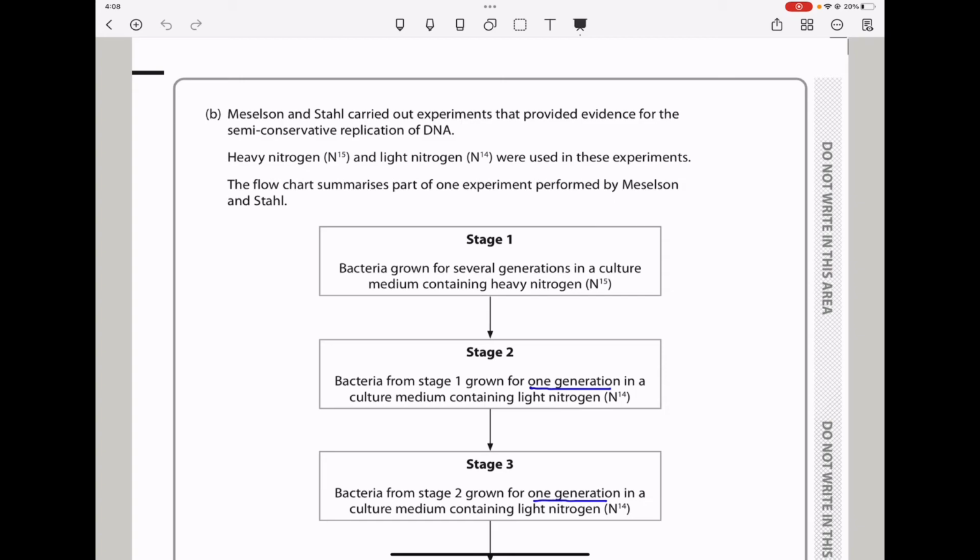Here they say, Meselson and Stahl carried out experiments that provided evidence for the semi-conservative replication of DNA. Heavy nitrogen, which is nitrogen 15, and light nitrogen, which is nitrogen 14, were used in these experiments. The flowchart summarizes part of one experiment performed by Meselson and Stahl.